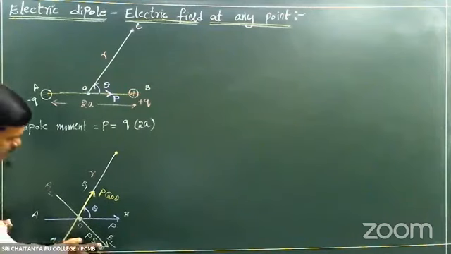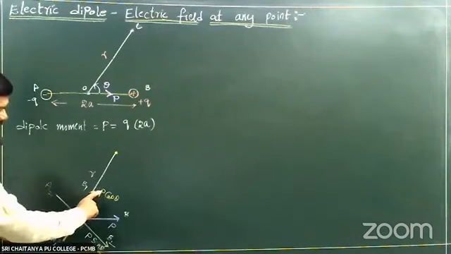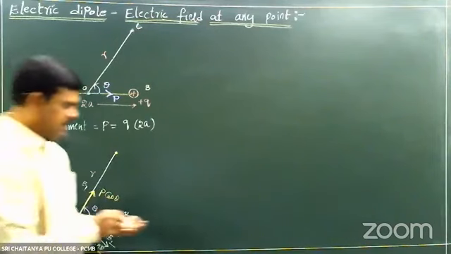Sir, how did you write that? How can you resolve this into P cos theta and P sin theta? Just see here.